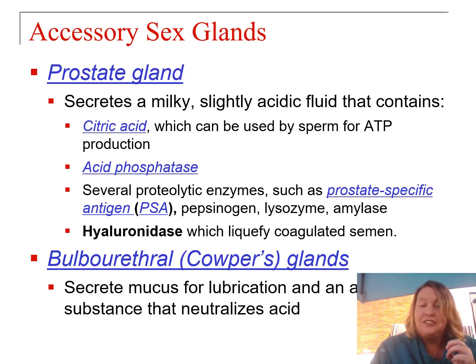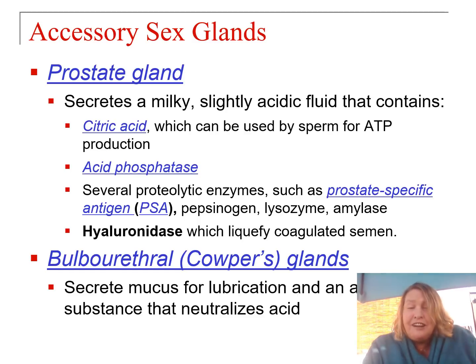It also secretes pepsinogen. Where have you heard that from? Digestive. It's crazy, right? An enzyme that breaks down protein. Lysozymes, amylase, right? All of these things that we know of from the digestive tract actually are in semen. And then it secretes hyaluronidase. Say that 5 times. And that's what liquefies the coagulated semen. So like I was saying, the coagulated semen from the seminal vesicles, that coagulation factor, is then liquefied by secretions from the prostate gland.